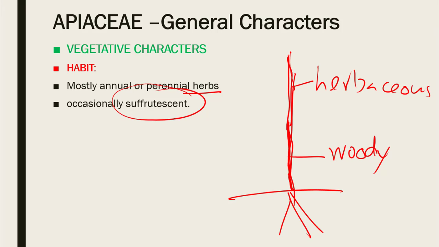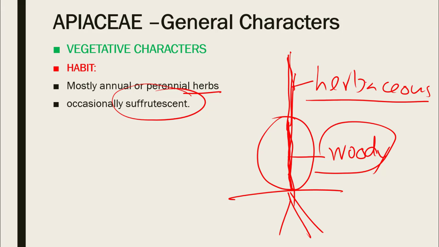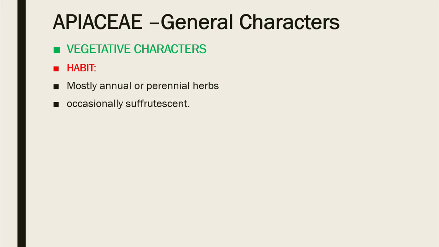The upper part or the rest of the plant remains soft and green, whereas its lower part, which is close to the soil or the earth, becomes hard and woody. So such a plant, or the stem or habit, is known as suffrutescent. So there are also suffrutescent species or plants in family Apiaceae as well.